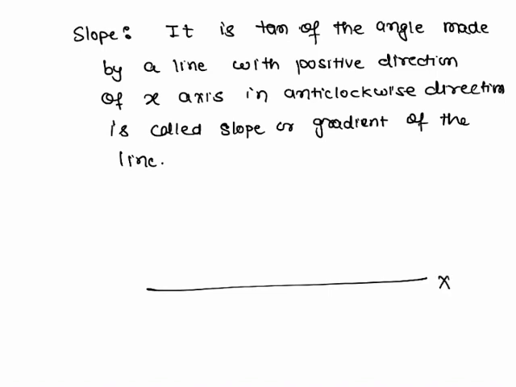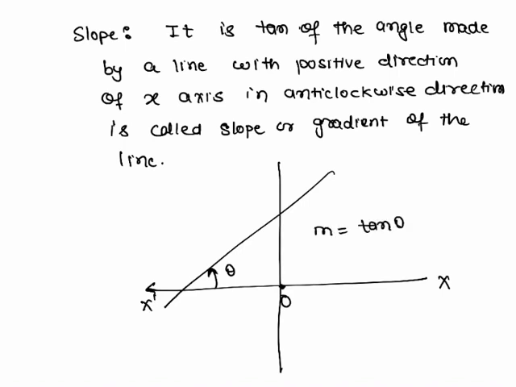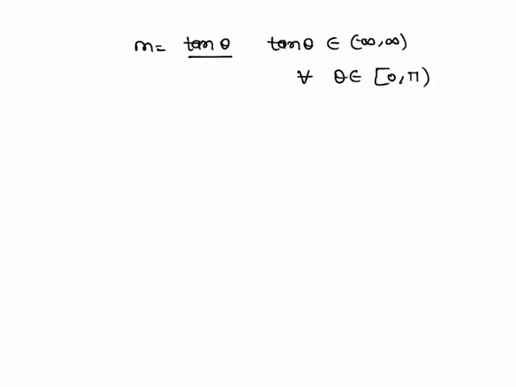So this is the x-axis, this is the origin, this is the negative x-axis, x dash we can represent. So for a line, this angle in the anti-clockwise direction, tan of this angle is called slope. Slope we represent by m. So m is equal to tan theta. The range of tan theta is minus infinity to infinity, where theta belongs to, as a minimum interval, 0 to pi. So in slope, the range of theta is 0 to pi.